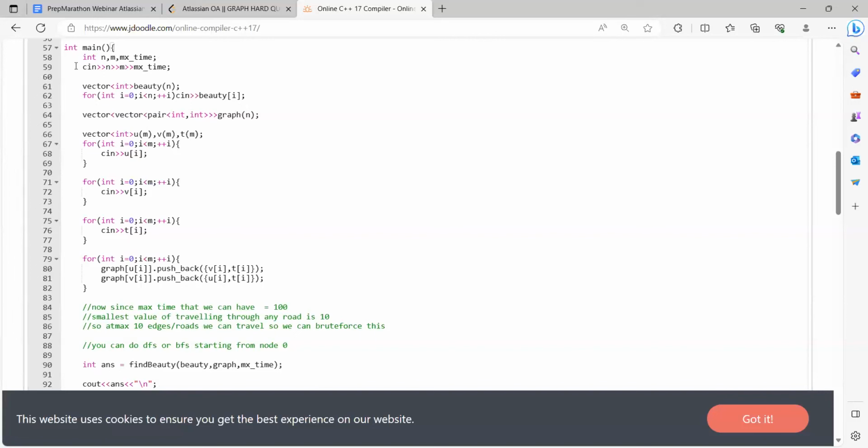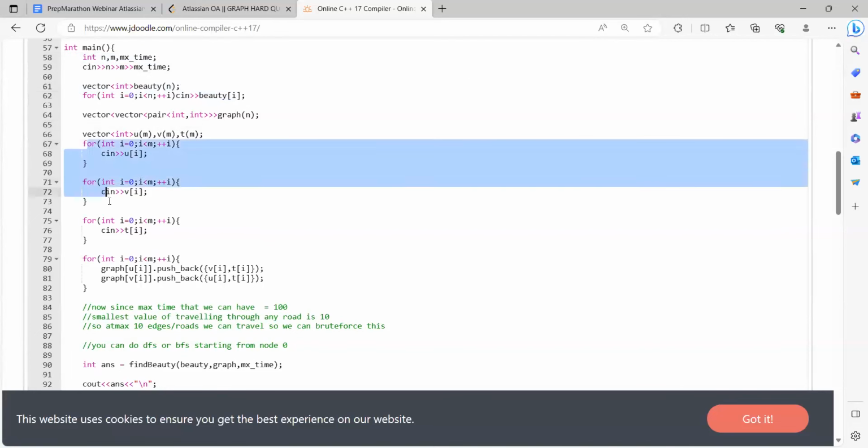Okay, so this is the main function. I'm using C++. You can use any language. I'll explain every logic of this. The first line contains these three things: n, m, and max time. n is the number of nodes, m is the number of roads between the boxes, and max time is the maximum time. Here you are given the beauty array in the next line, so I take input of the beauty array.